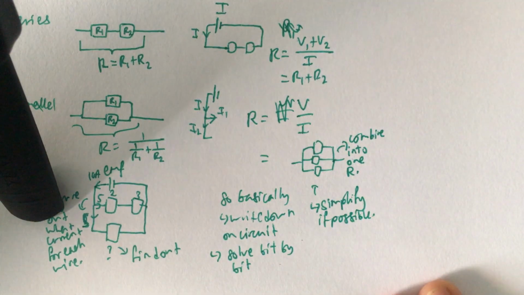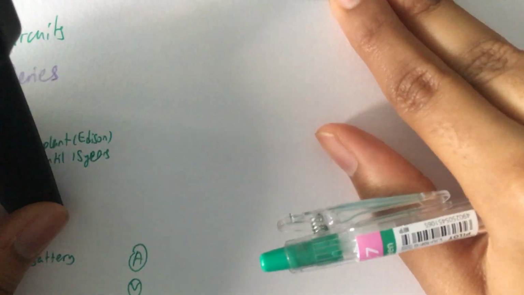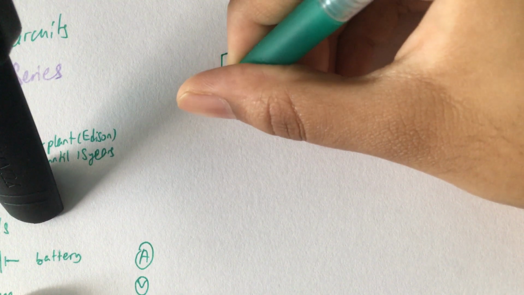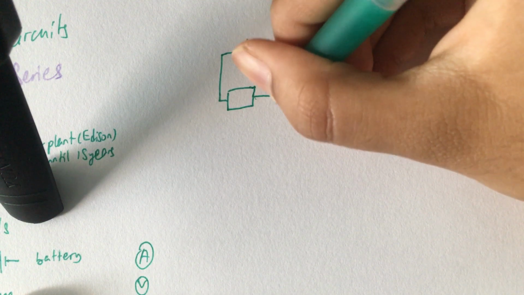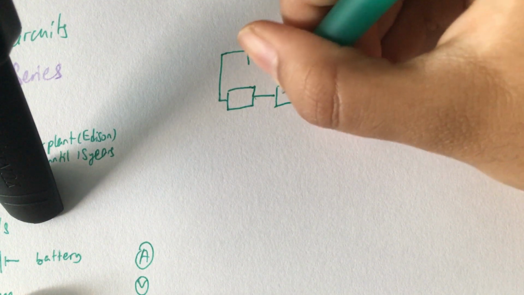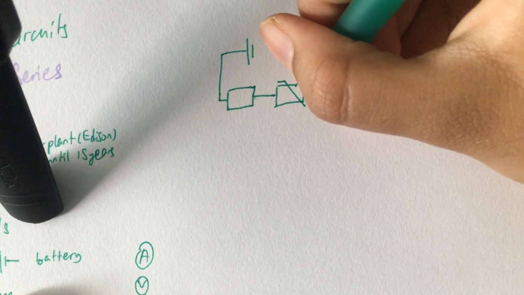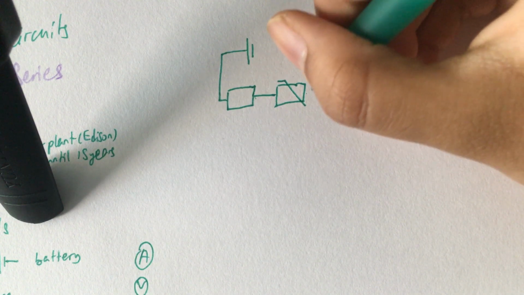Anyways, the next learning outcome is to show an understanding of the use of a potential divider circuit. Okay, so this is where the interesting stuff comes into play, and it's actually quite fascinating if you think about it, and also quite simple once you realize how it actually works. So, a potential divider means that you can vary the potential difference of a particular resistor or component in your circuit, I suppose.